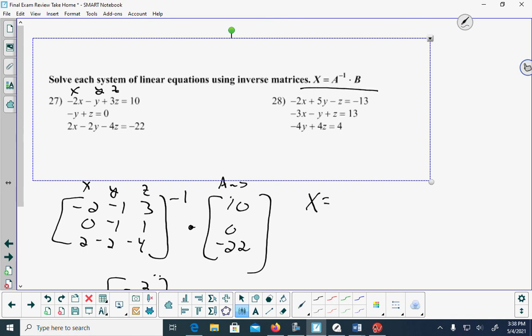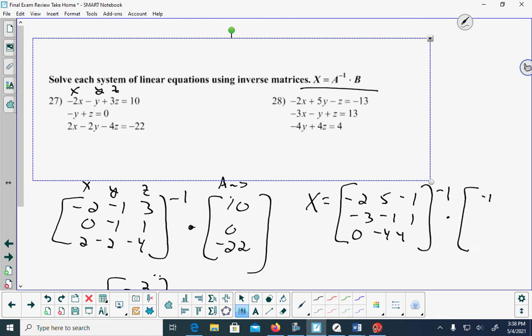All right, doing the next one, following this formula, I'm going to say x is equal to the inverse of A, so negative 2, 5, negative 1, 3, negative 1, 1, no x, 0, negative 4, z. Raise it to negative 1 times the answers, negative 13, 13, and 4. And when I do that on my calculator, I will get negative 4, negative 5, negative 4.